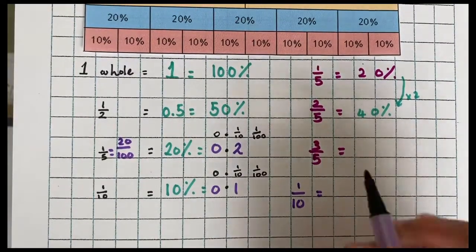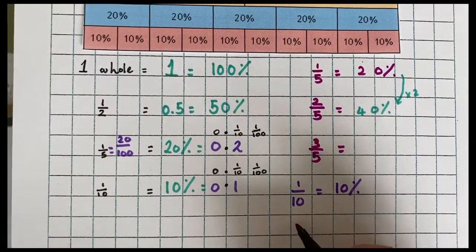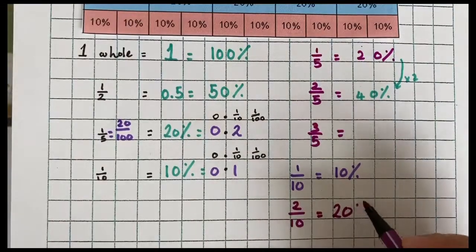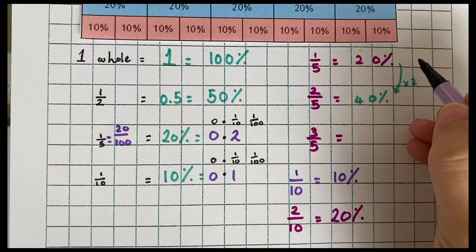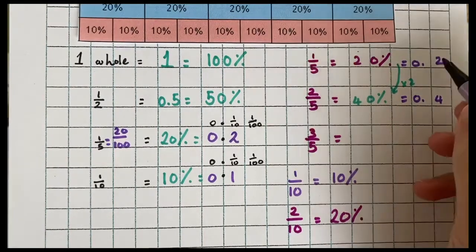And what about 4/5? Okay, the same goes with the tenths. So 1/10 equals 10%. So what would 2/10 be? It would be 20%. What about 3/10? What about 5/10? Okay, it's really important you know these facts and you learn them.